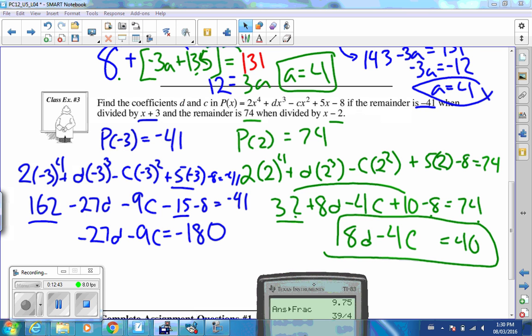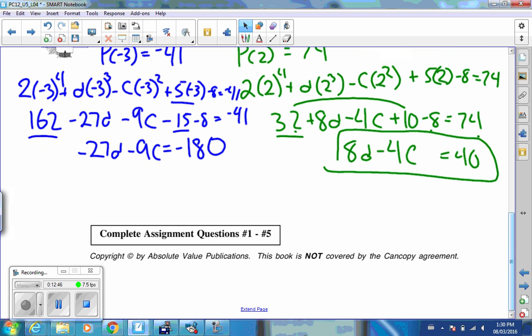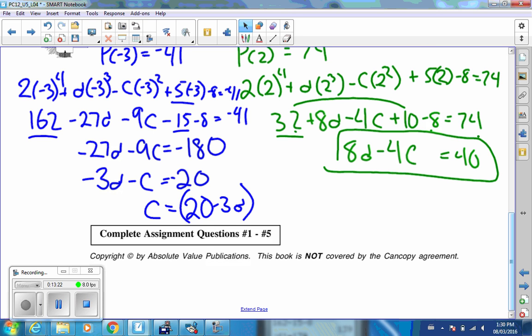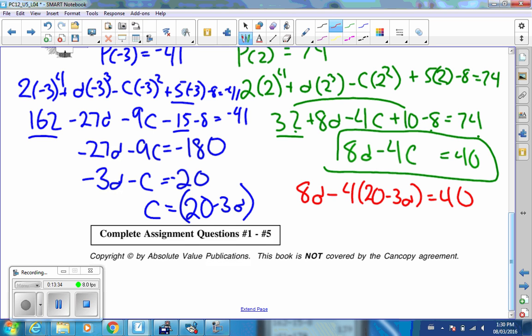Anyway, that's what I get there. Now I just have to solve my system of equations. Oh, they don't even have anything in common. I'm just going to whine. At least I can take a 9 out of all of this. So if I take a 9 out of all of this, -3d minus c equals -20. And now I'll isolate for c. Now I'm going to put this in over here. Again, you could use substitution or elimination or whatever technique you're rocking here. I'm a substitution guy myself. 4 times 20 minus 3d equals 40. So there's my subbed in for c.